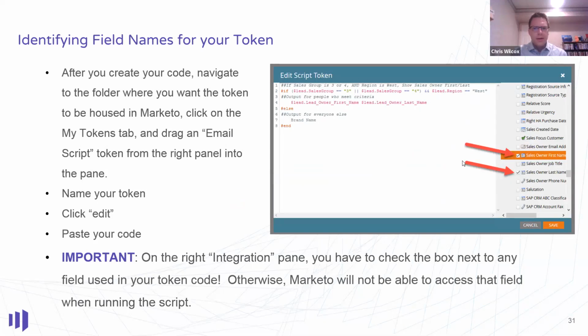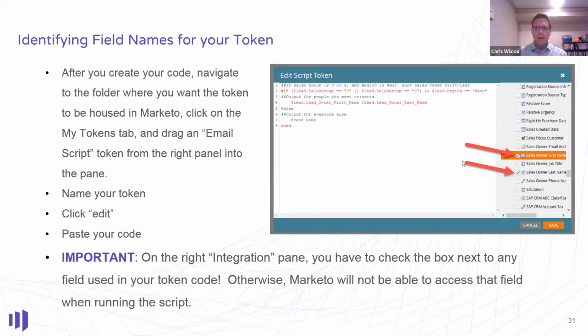So let's see here. After you create your code, you can go in here and you drag that script token over. So you go to that My Tokens tab. This is actually how you create your token. You're going to go into that My Tokens tab, it says script token, you drag that over into the tokens pane. You pick a name, you edit, and then you paste your code in here.